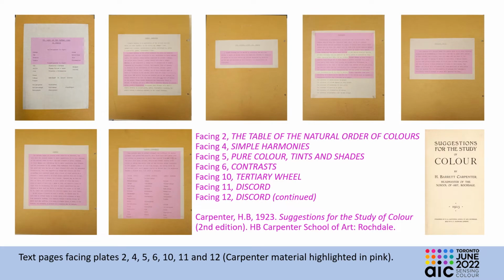The notes in the Shillito theory section are all closely based on Carpenter's Suggestions for the Study of Colour, apart from 2 sections using Shillito's own hue scale of 15 hues. The plates in this section illustrate a value scale, simple harmonies, contrasts, tints, and discords in the sense defined by Carpenter, and 2 colour wheel diagrams designed by Shillito.